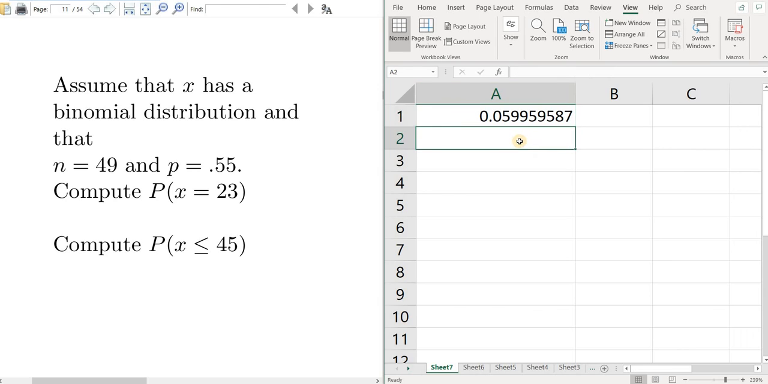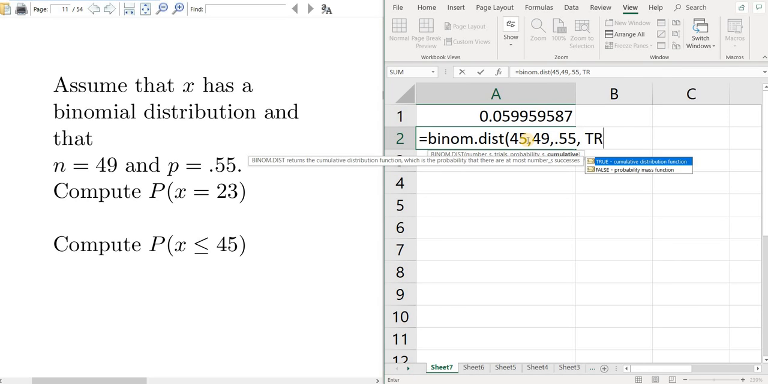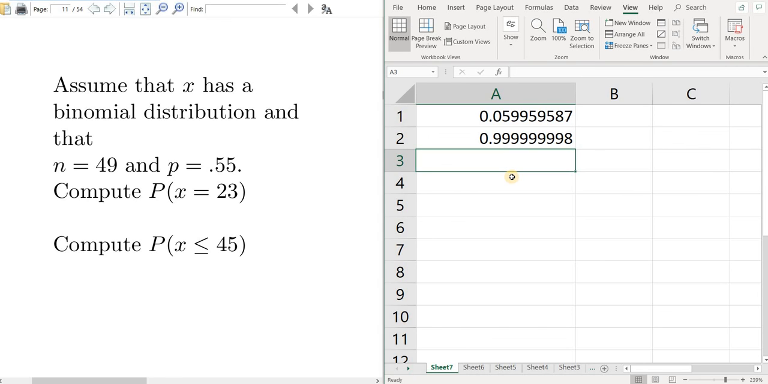All right, let's do the next one. So again, it's equals, BINOM.DIST, parentheses. So the number_s, the number of successes, in this case is 45. The trials is 49. The probability of success, that's what the s is for, is 0.55. This time it's true because we want the less than or equal to. So we type in true, hit enter. There is the probability.